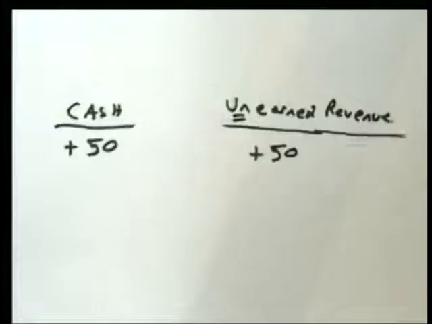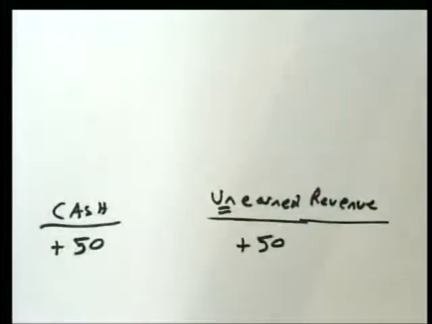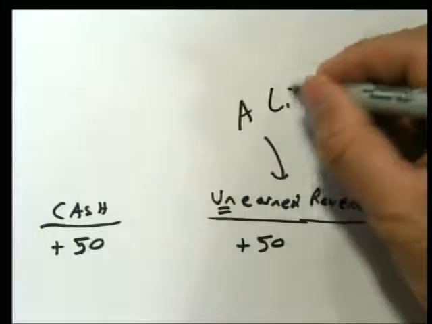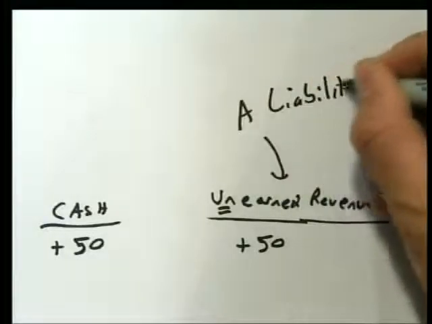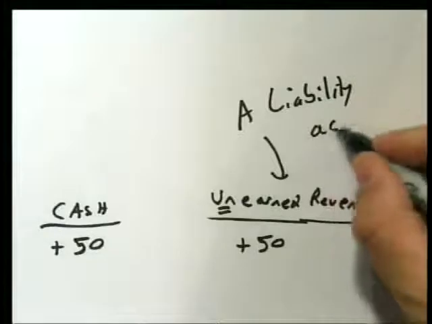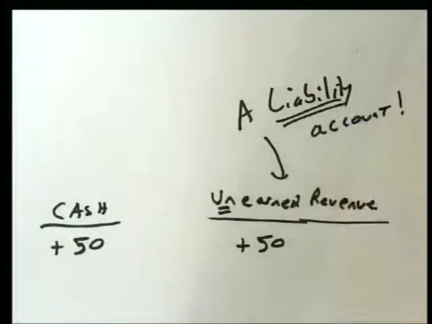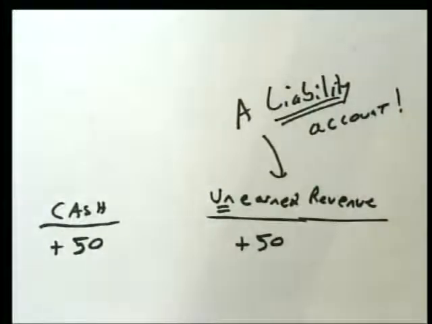That's exactly right. This is important. This is a common mistake by students. This is a liability account. Okay? That is not a revenue account. It is a liability account. So where do you think it goes? Which financial statement? Where do all liabilities go? The balance sheet. Okay? Unearned revenue is not a revenue account. It is a liability account.